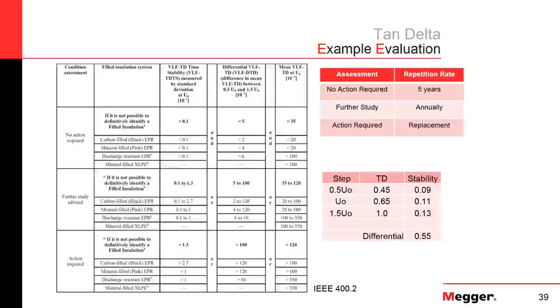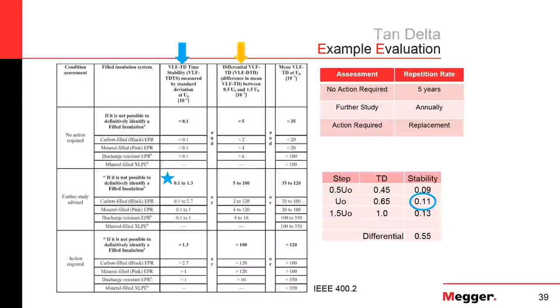Here's a section of the IEEE standard, and what we do is we start going column by column. The first column here is VLF tan delta time stability measured by standard deviation at rated voltage. So the first thing we do is look at the stability measurement for the rated voltage measurement. And here we see it's 0.11. That is higher than the allowed 0.1, so it has to go into this row, further study advised.